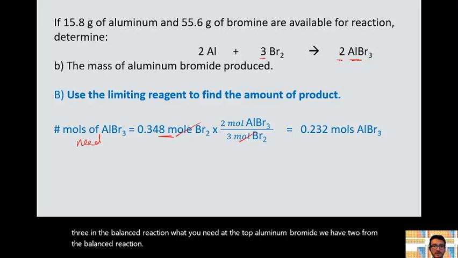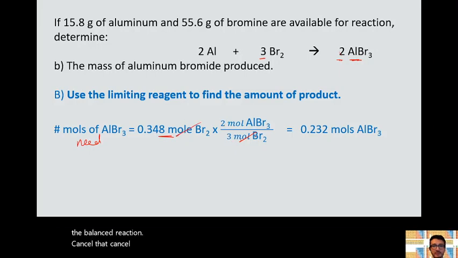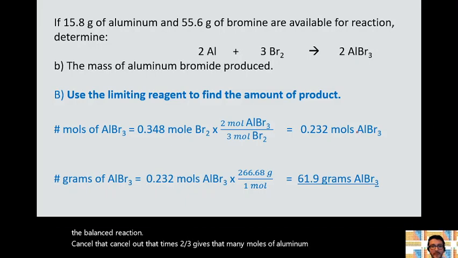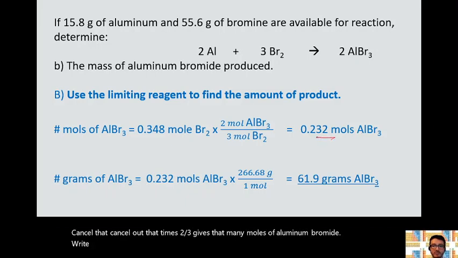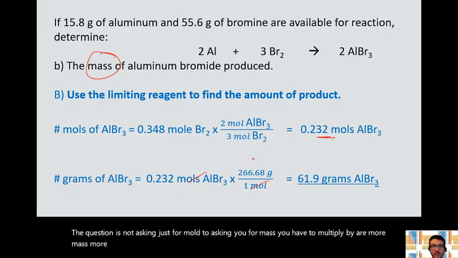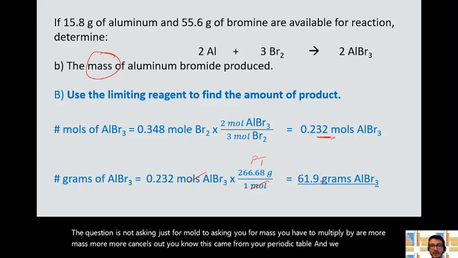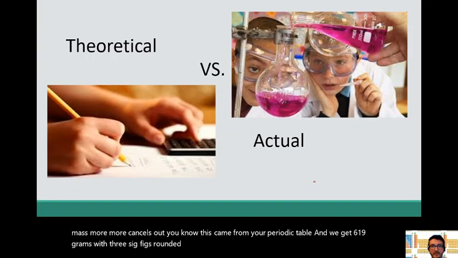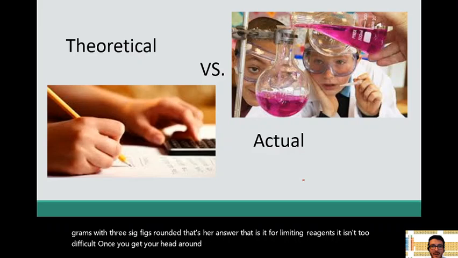Cancel out, cancel out. That times 2 divided by 3 gives us that many moles of aluminum bromide. The question's not asking just for moles, it's asking you for mass. You have to multiply by molar mass. Moles cancel out. You know this came from your periodic table, and we get 61.9 grams. With 3 sig figs rounded, that's our answer. That is it for limiting reagents. It isn't too difficult once you get your head around it, but you do need to try and practice first.